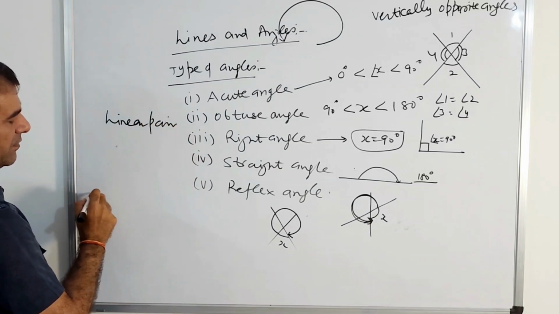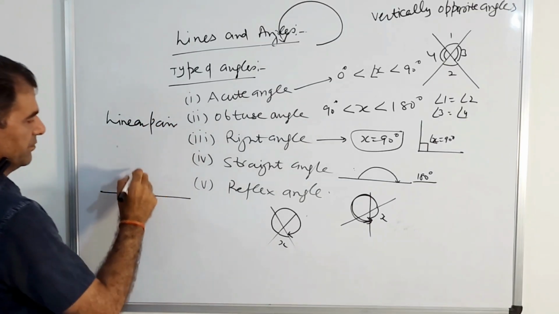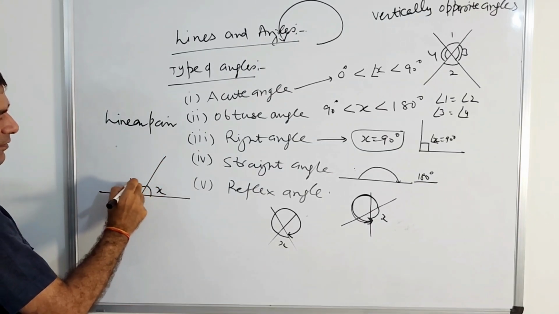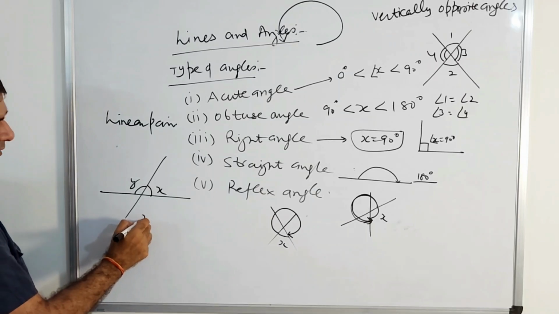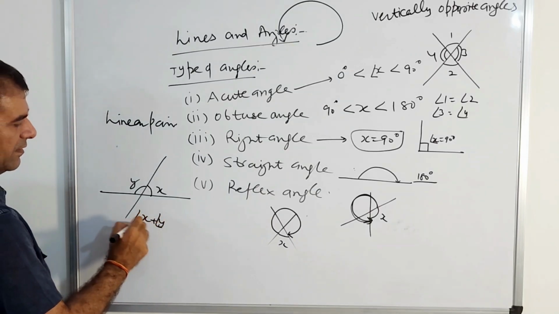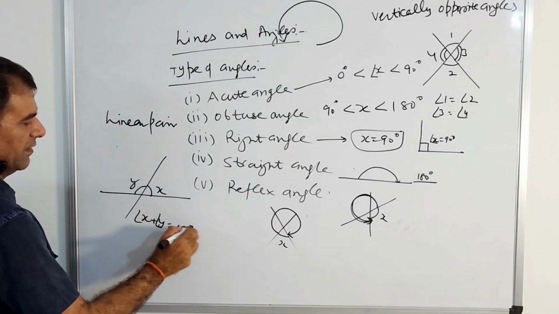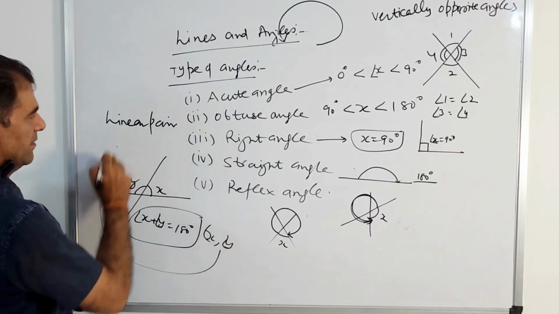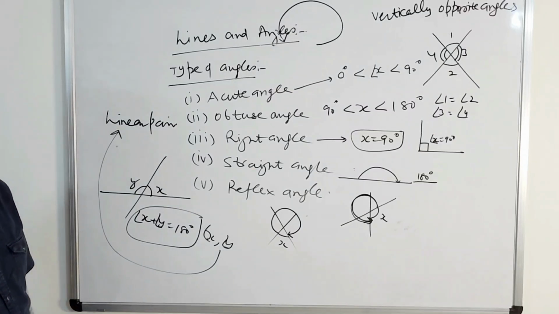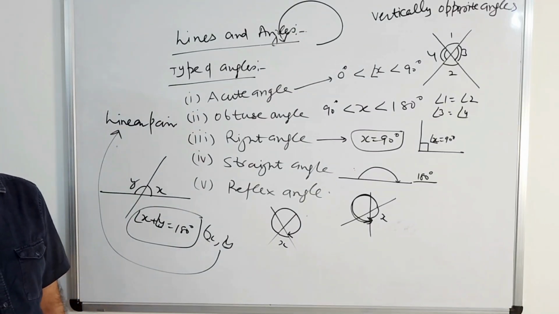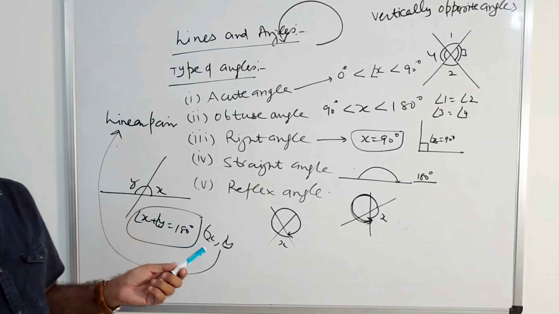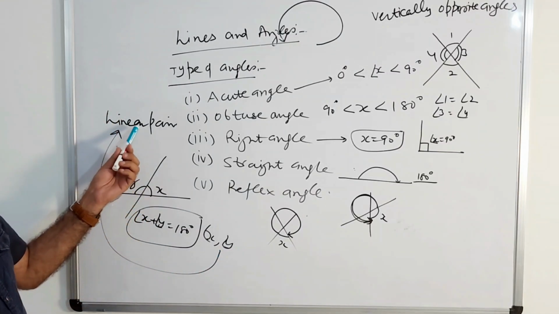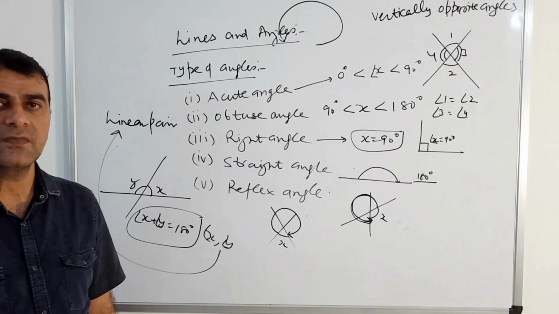One other thing is linear pair. What is a linear pair? If I say this is angle x and this is angle y, then angle x plus angle y should be equal to 180 degrees. Then these x and y are called a linear pair. If two angles are such that their sum is 180 degrees, they form a linear pair. Okay.